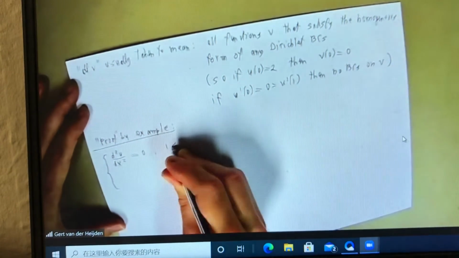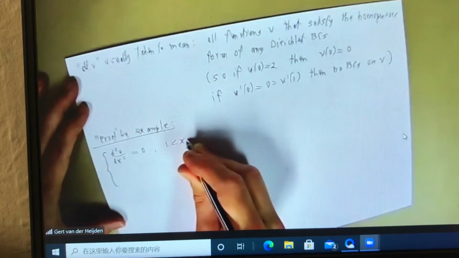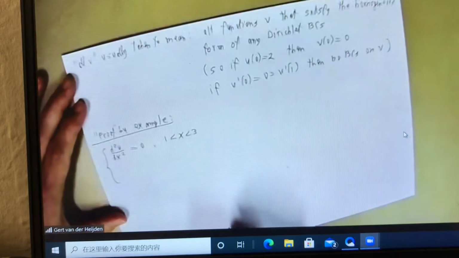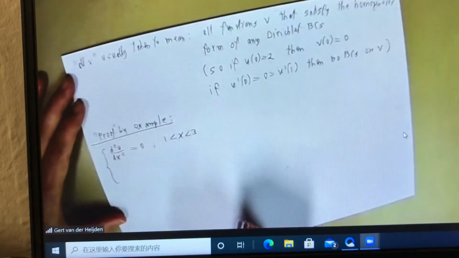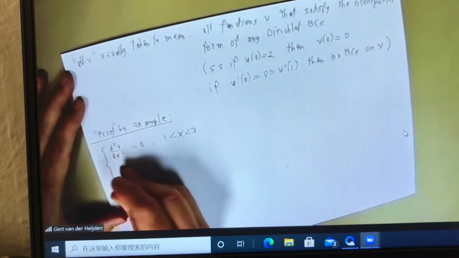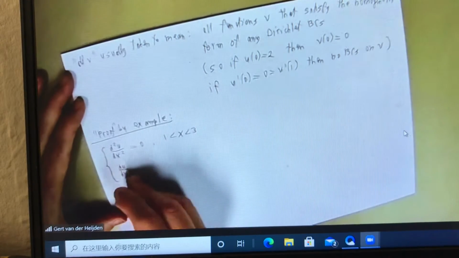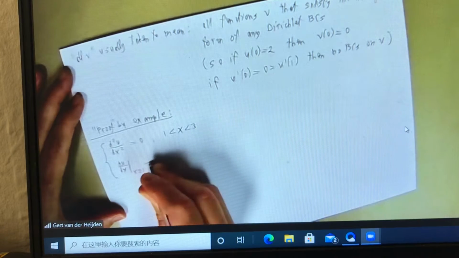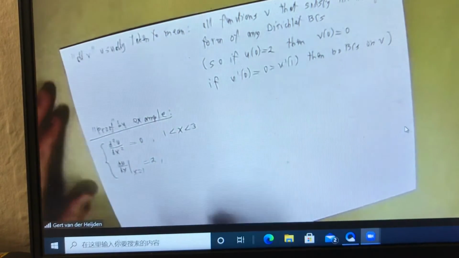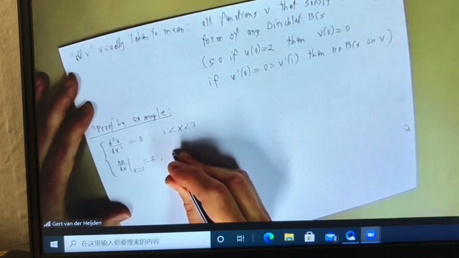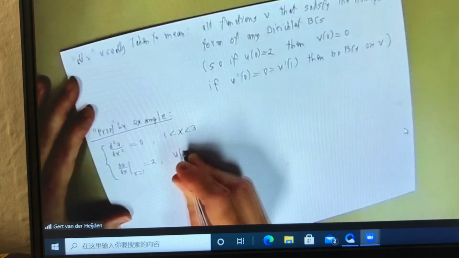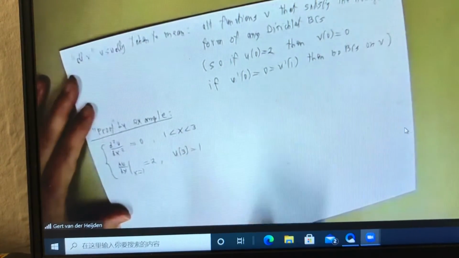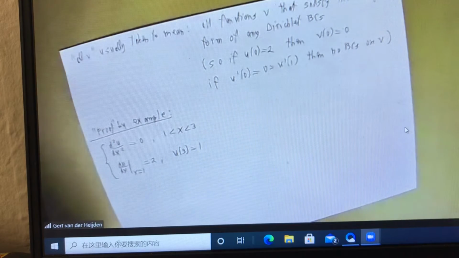Interval 1 to 3. And it will need two boundary conditions. So we take one derivative boundary condition, du/dx at the left end, x equals 1, must be 2. And a Dirichlet boundary condition, u at 3 must be 1. Both inhomogeneous, as you see.